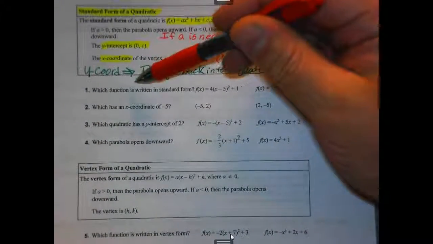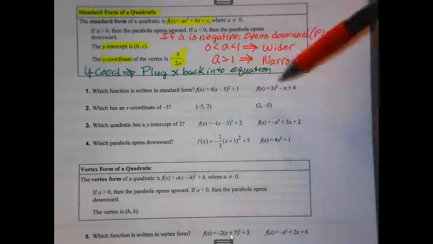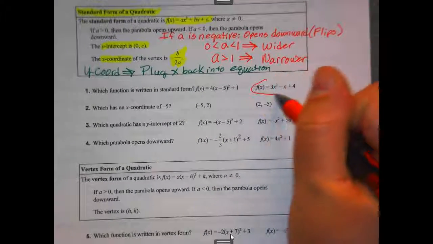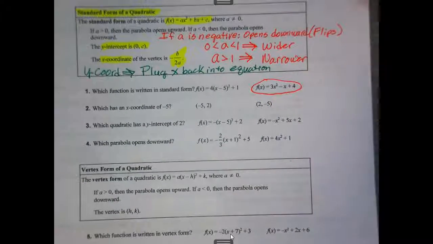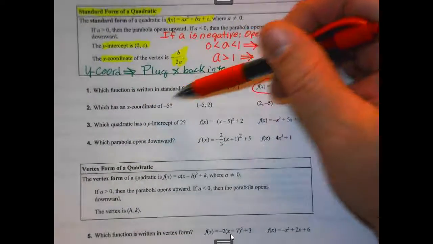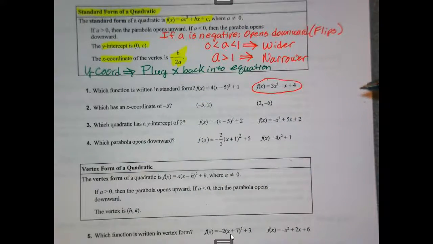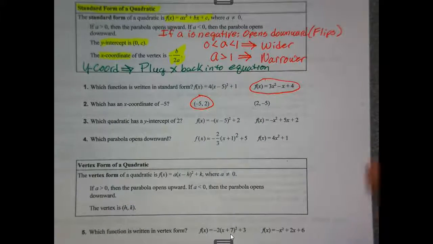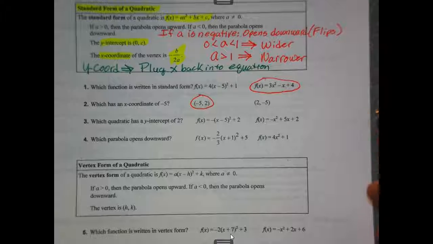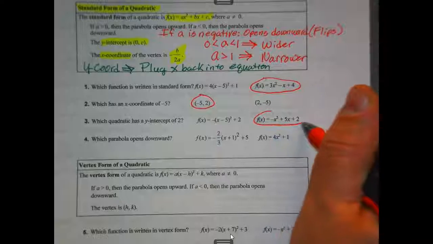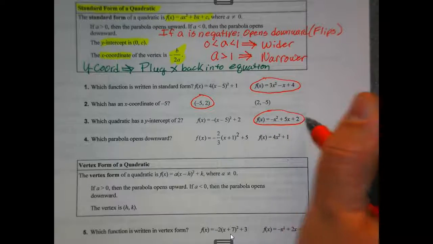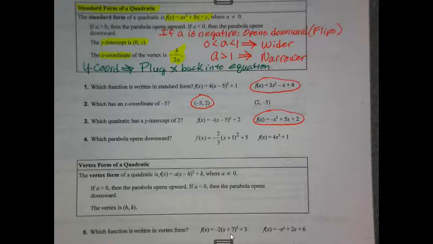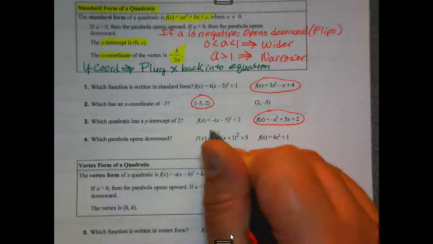Okay, which function is written in standard form? The first one or the second one? That's beautiful, kids. Which has an x coordinate of -5? First one. Which quadratic has a y-intercept of 2? Second one. Has to be in standard form, and the last term. Which parabola opens downward? First one.